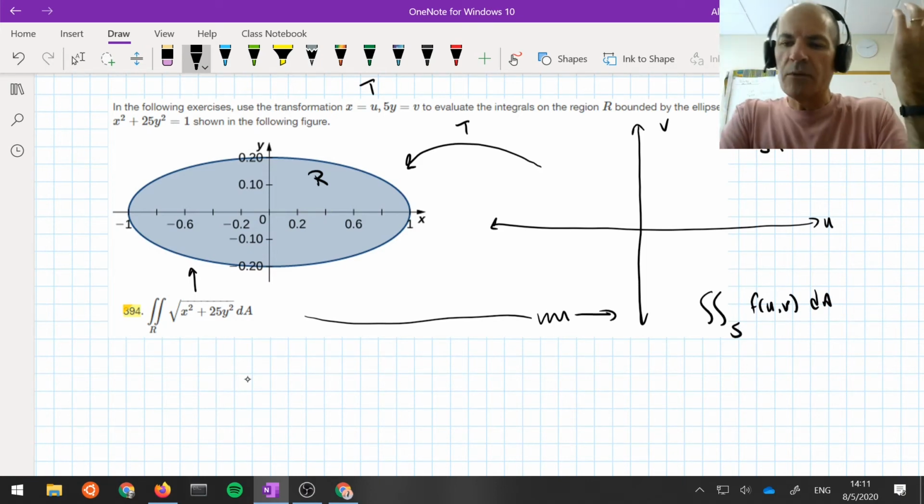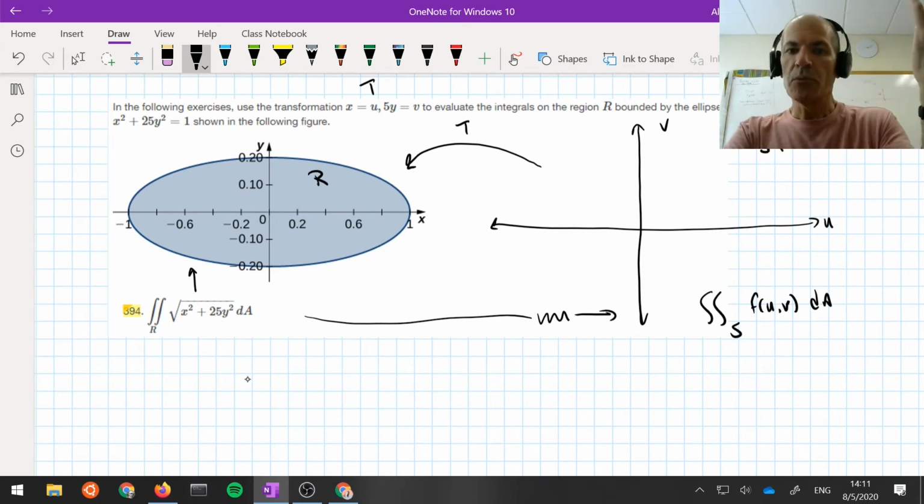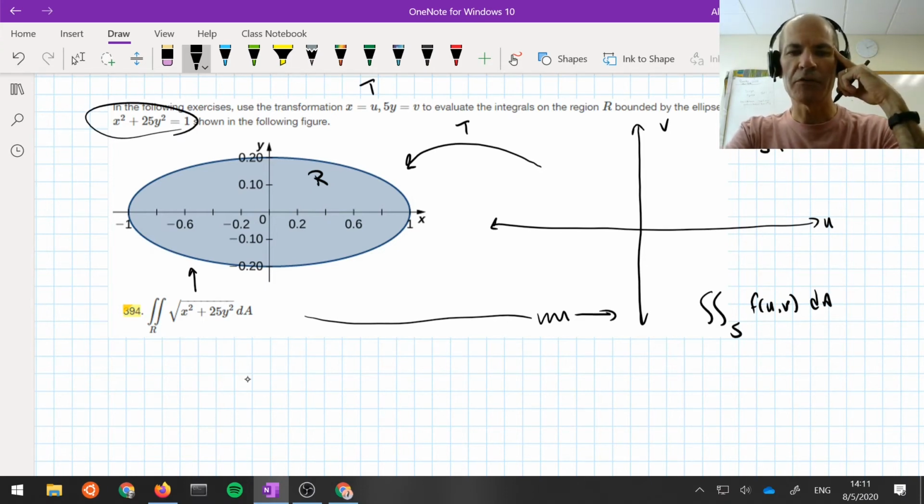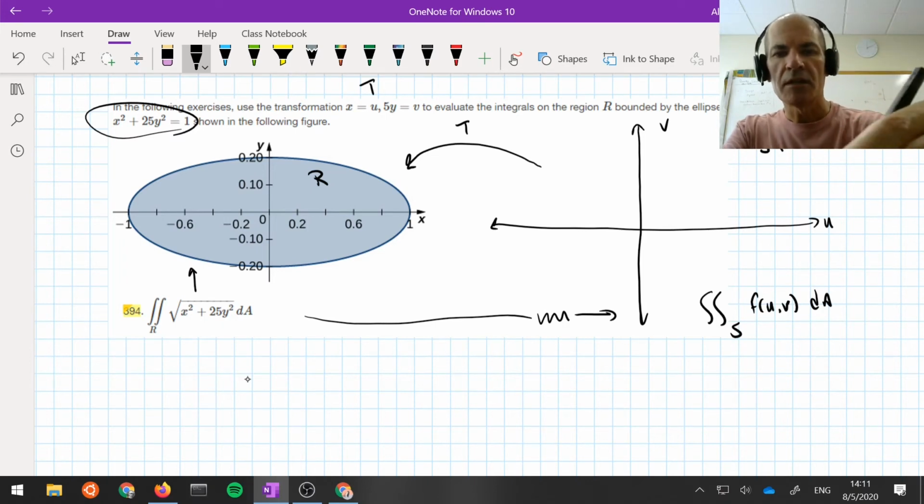If we're going to do that, we've got to figure out what S looks like, the pre-image of R under T. Now, we're kind of lucky because we've been given the equation of the boundary of this figure in the xy plane. If you take this transformation, solve for x and y, and substitute it into this, you're going to get the boundary of the figure over in the uv plane, the boundary of S.